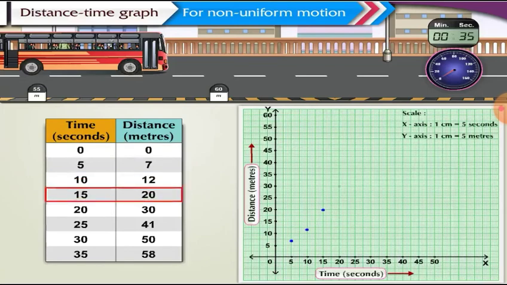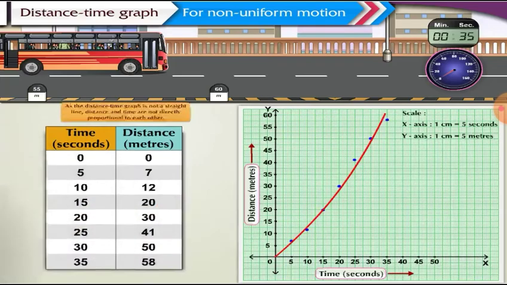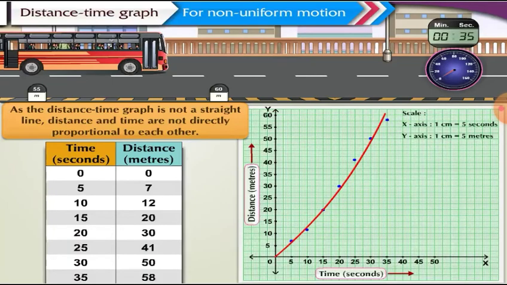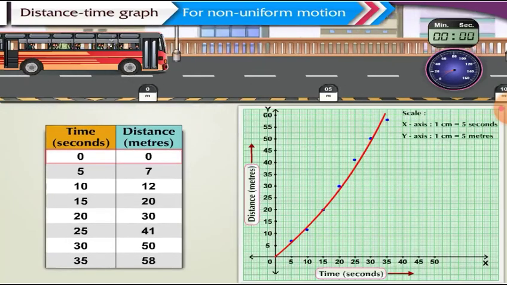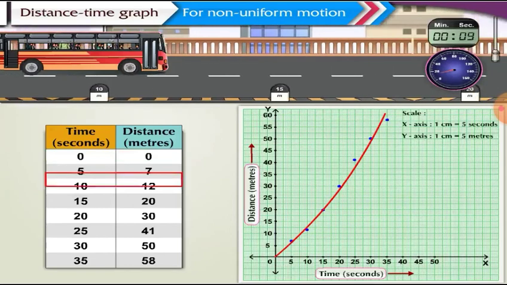Since the distance-time graph is not a straight line, we can say that there is no direct proportionality between distance and time. Here, the distance does not change uniformly with time. That is, it shows non-uniform motion. This is indicated by a curved line on the distance-time graph.